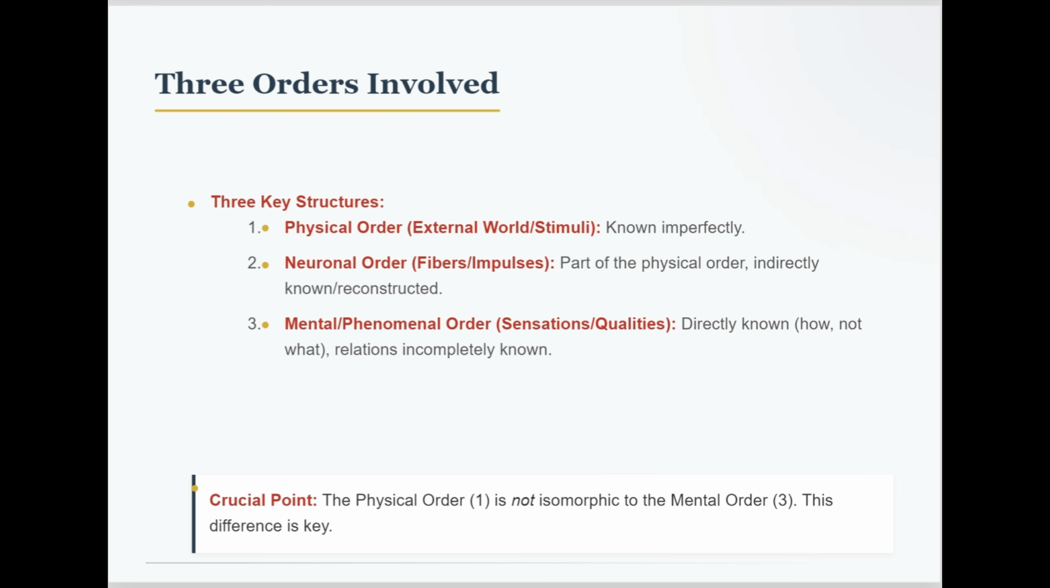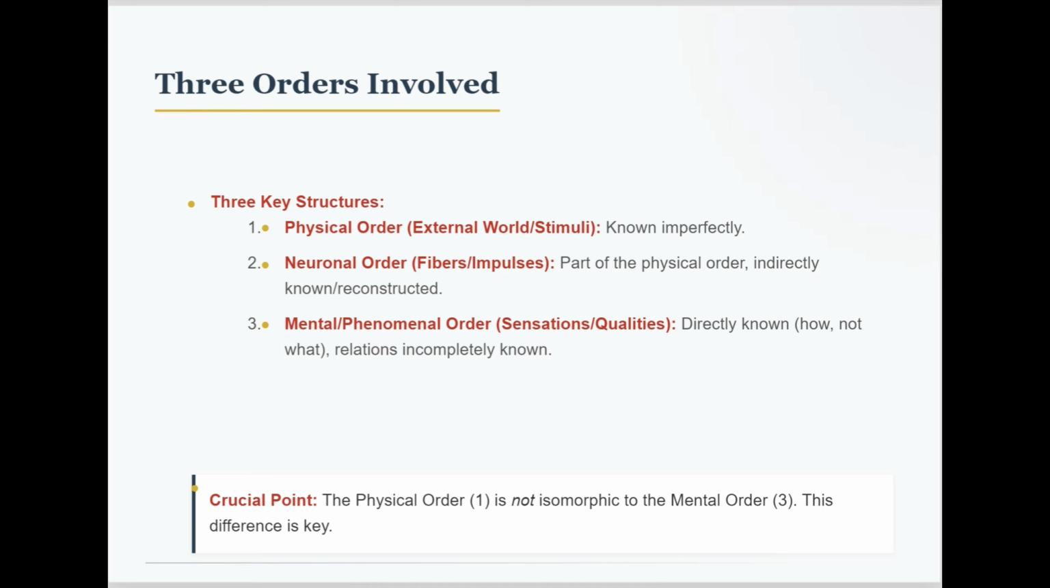Okay, so where does this play out in psychology? We actually have three main players here, three different orders or structures we need to consider. First, there's the physical order, the world out there, the stimuli hitting our senses. We know bits and pieces of this, but probably not perfectly. Second, there's the neuronal order, the actual wiring and firing patterns in our nervous system, the impulses traveling along fibers. This is part of the physical world, but tricky because we can't directly observe it. We have to infer it.